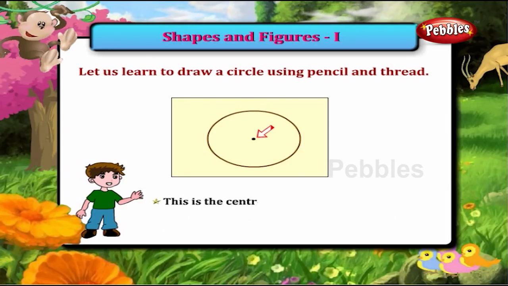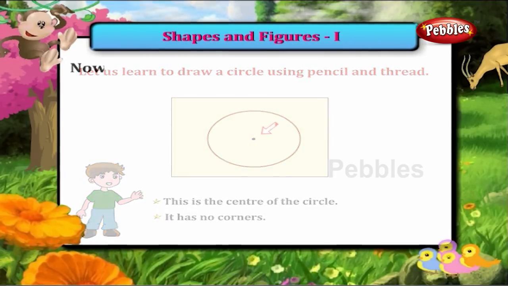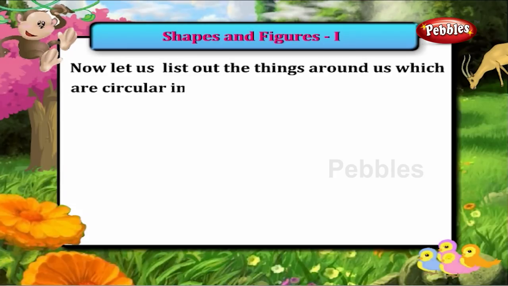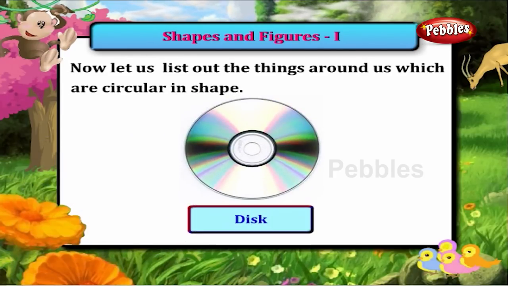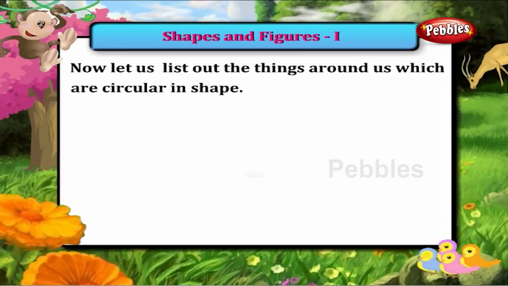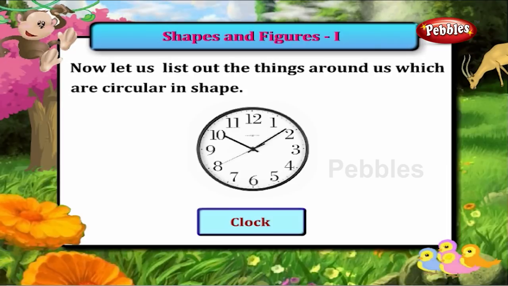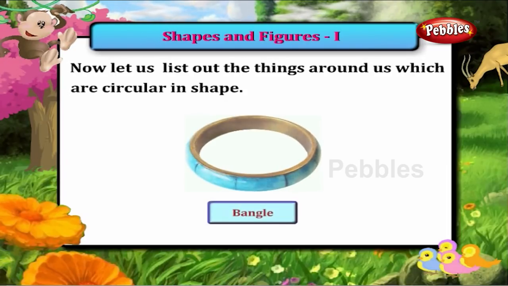This is the center of the circle. It has no corners. Now let us list out the things around us which are circular in shape. Disc, plate, clock, bangle.